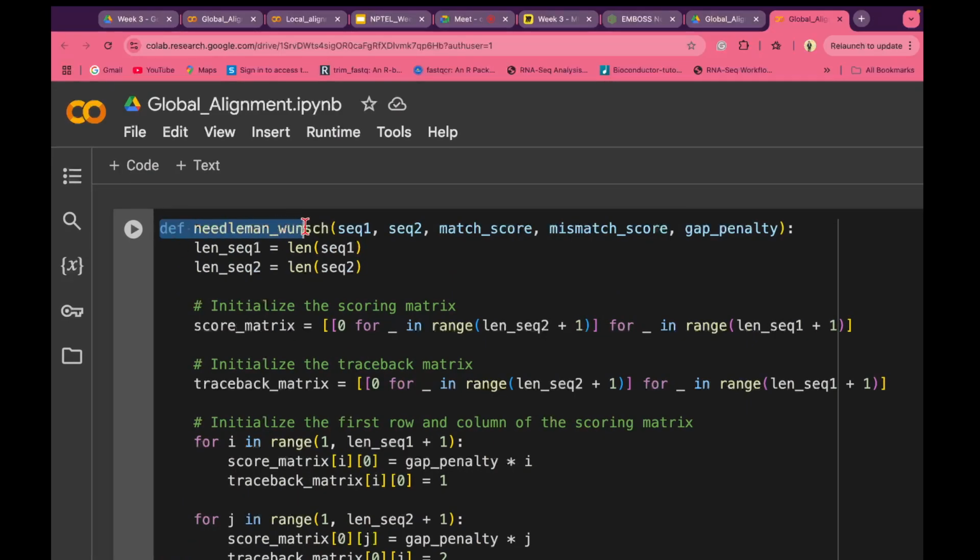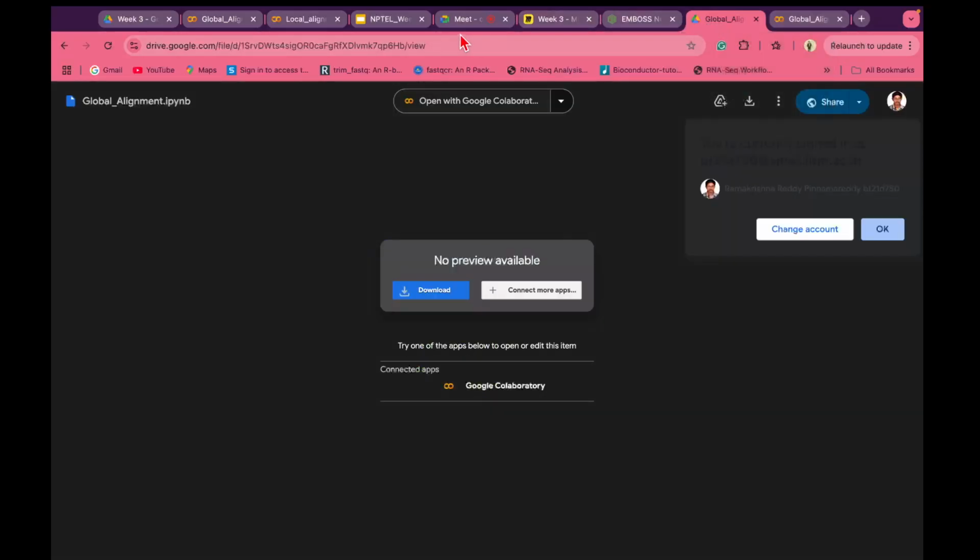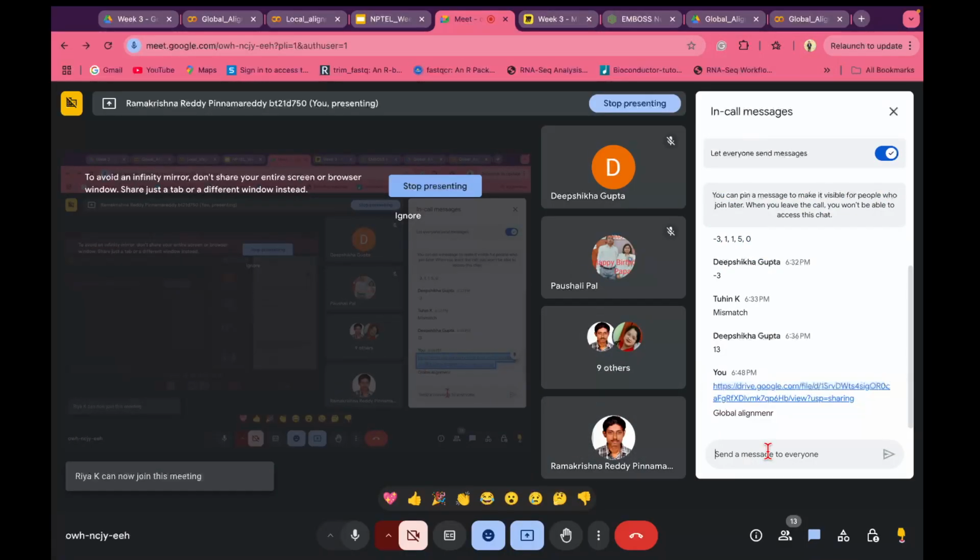So using all the steps we have discussed, I have made a function. Excuse me, please share the link again. There was a connection issue, so I missed that. Okay, okay, I'll share it again.